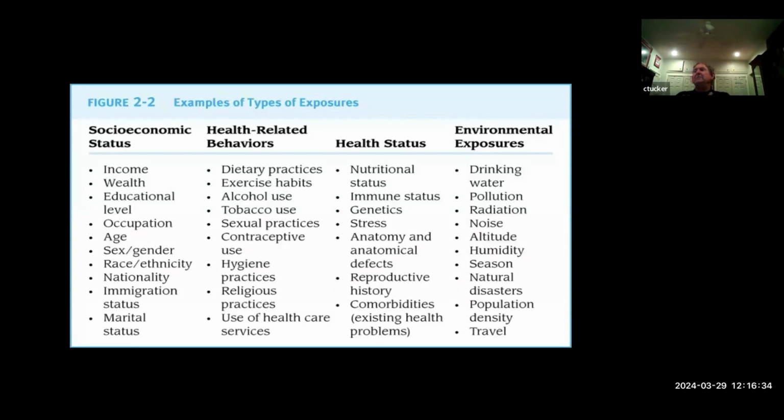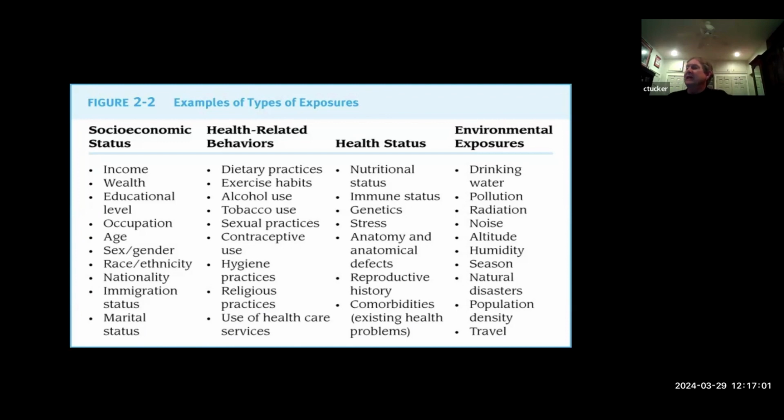So when we talk about EDP, this is the E. These are the exposures. And we see it's divided up into several categories. We'll talk about just a few of those as we go through. Socioeconomic status, we know that affects the patient's ability to seek and receive health care. Income, wealth, those are factors. Educational level, all these play in.